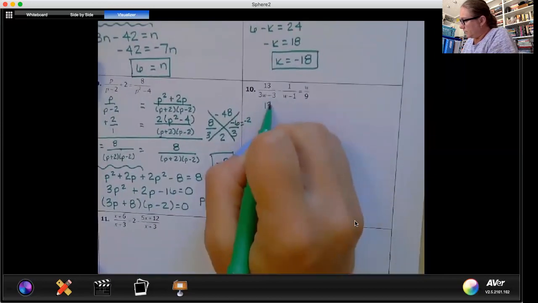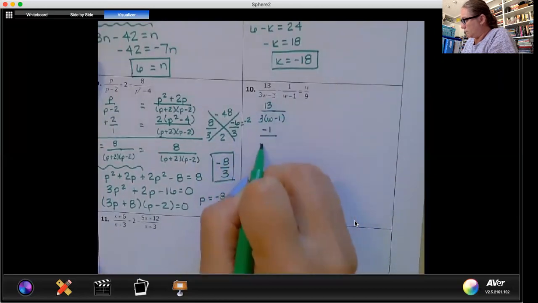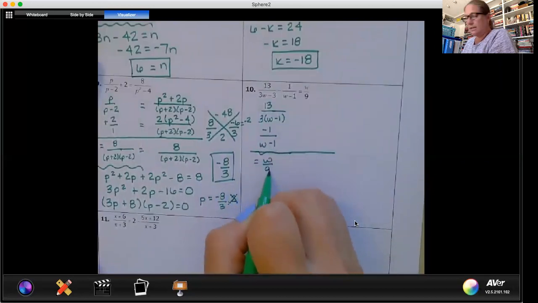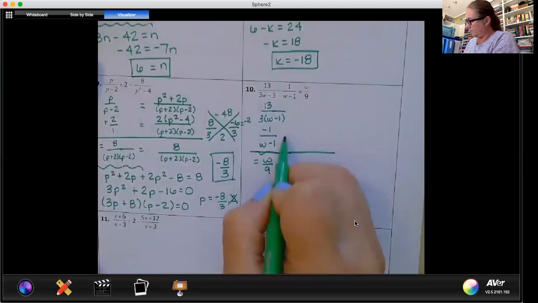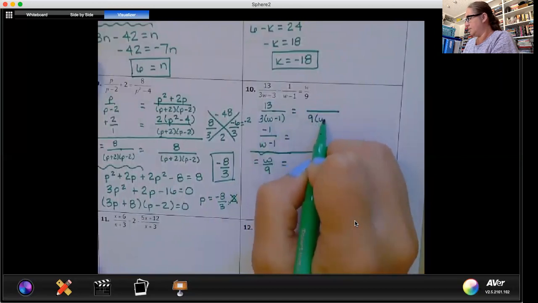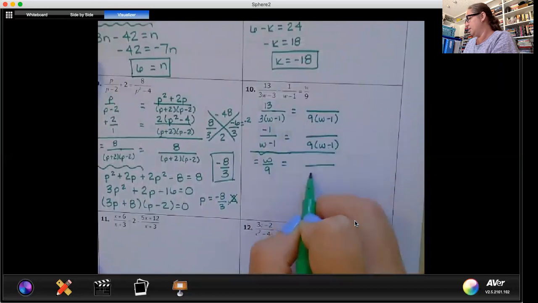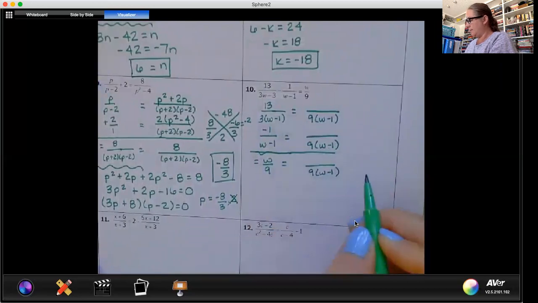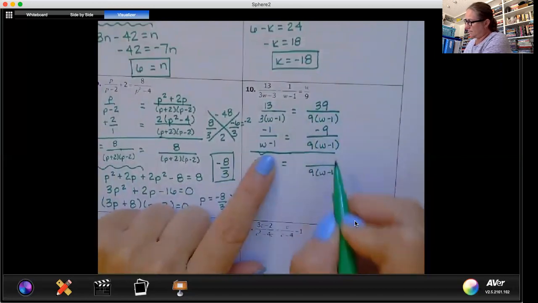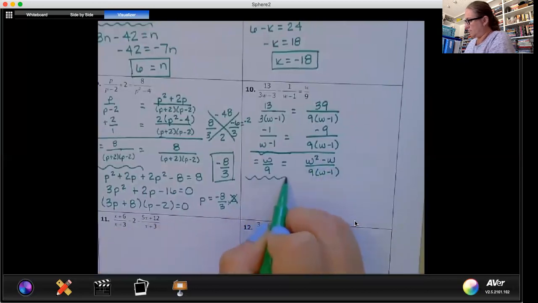Number 10, 13 over 3 times w minus 1 minus 1 over w minus 1 equals w over 9. I almost did my squiggly line there, but I'm not quite ready for that yet. Common denominator, 3 goes into 9 evenly, so 9 times w minus 1. Your common denominator has to accommodate all denominators. So you have to make sure that every piece is accommodated for. So times 3 times 9 times w minus 1. Now I'm ready for that squiggly line.